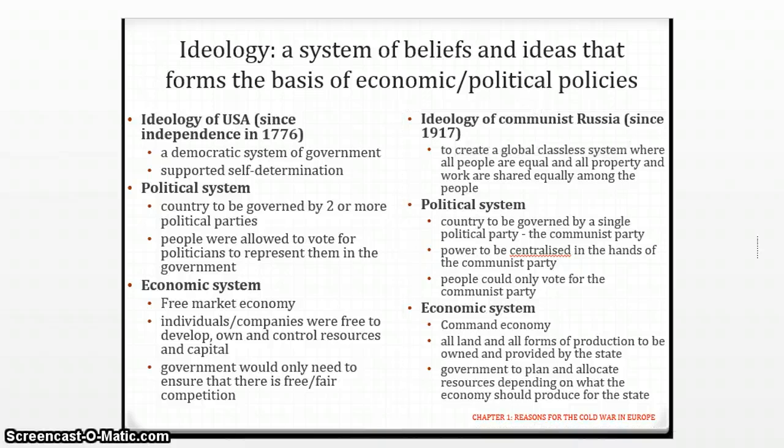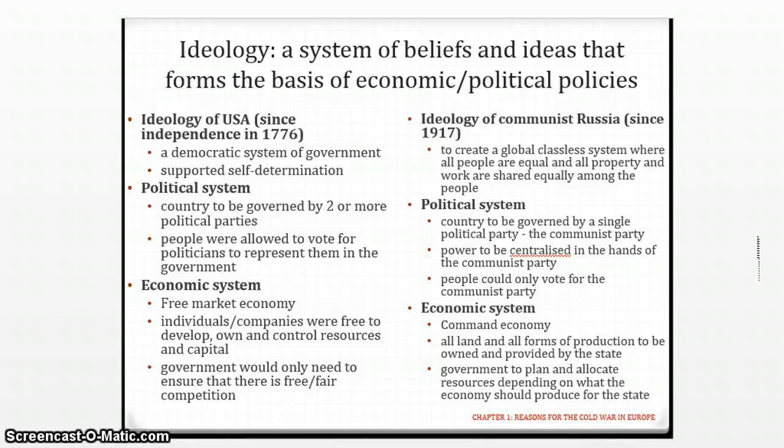So the political system, as described here, is governed by two or more political parties under the democratic system, and people were allowed to choose their government. Whereas under the communist system, there's only one political party. So in Singapore, you can't say that we are communist as well because we have both the PAP and the Workers' Party in government.